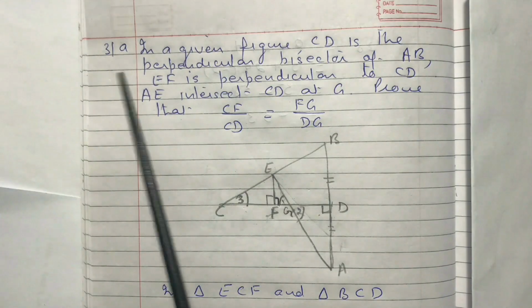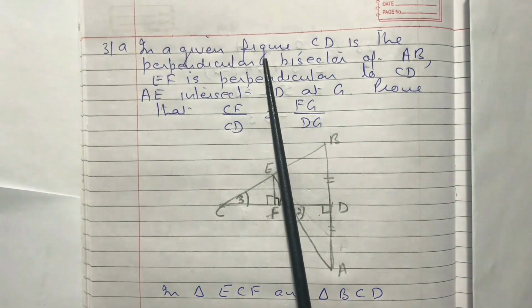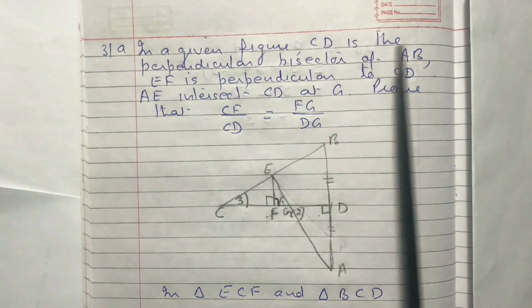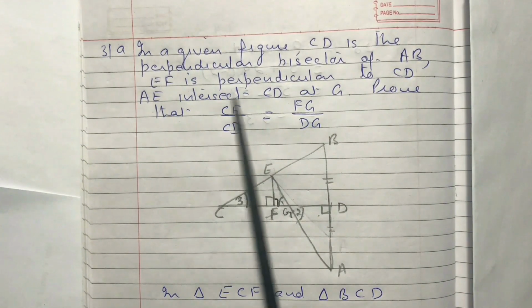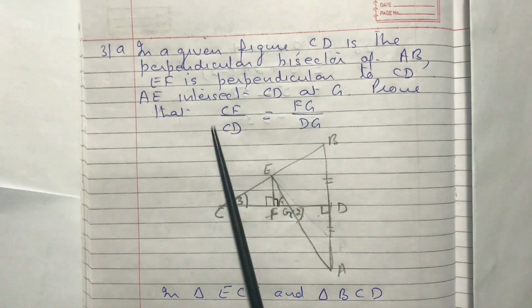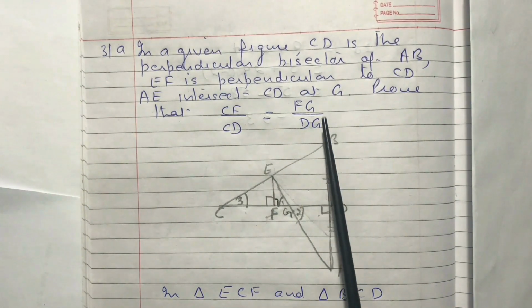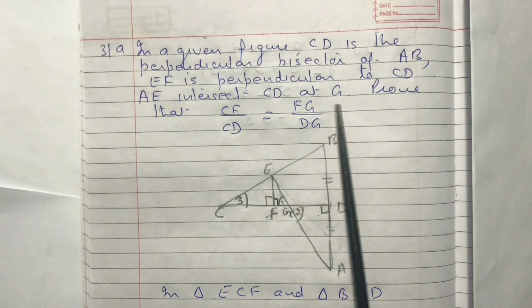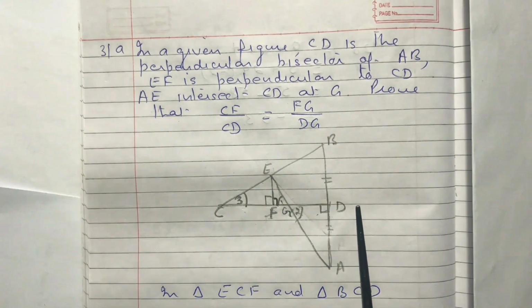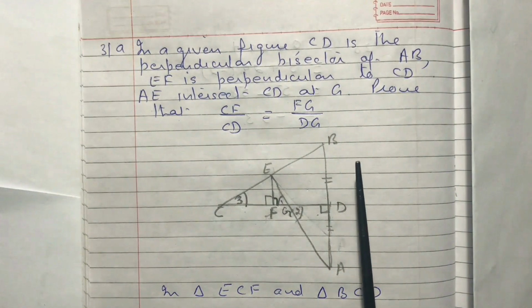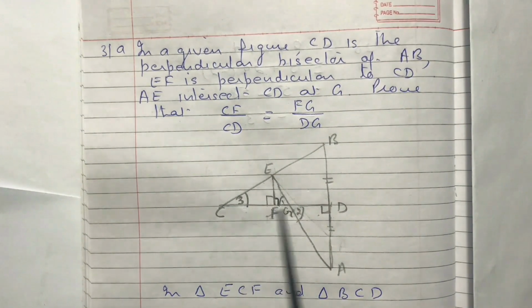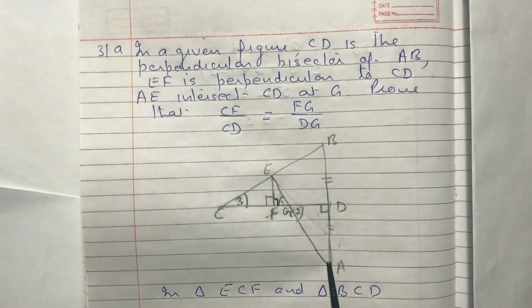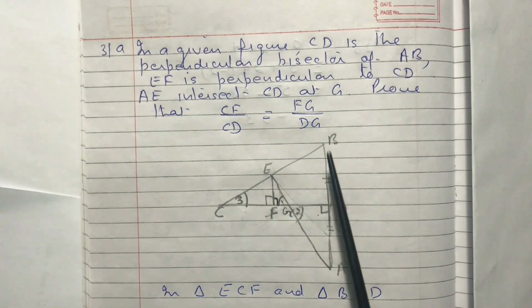Now this is question number 31A. In the given figure, CD is perpendicular bisector of AB. EF is perpendicular to CD. AE intersects CD at G. Prove that CF upon CD is equal to FG upon DG. हमने ये चीज़ prove करनी है, and this figure is given to us. Now here, according to this figure, CD is perpendicular bisector of AB. This CD is perpendicular on this line, and it bisects this line.